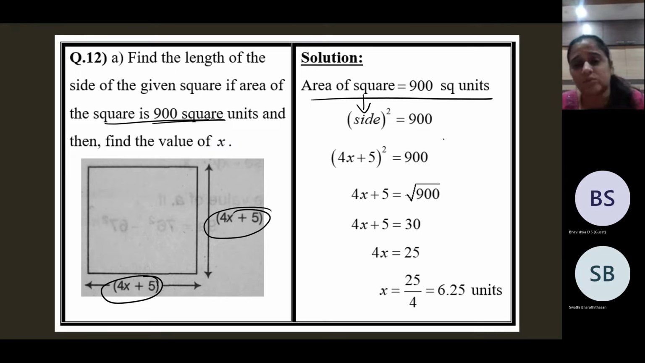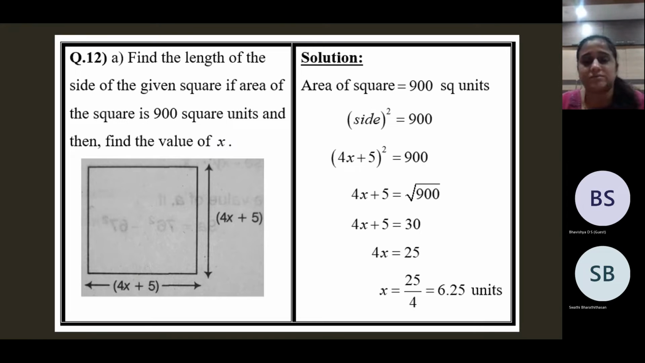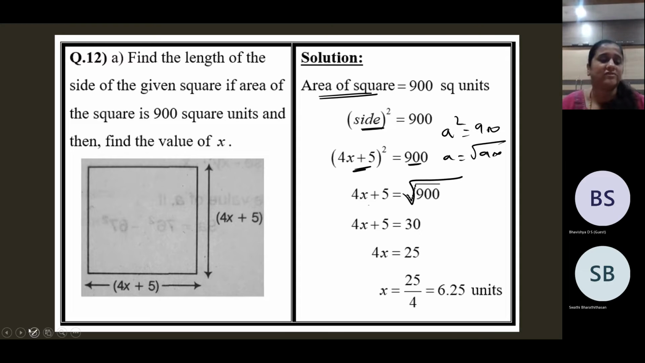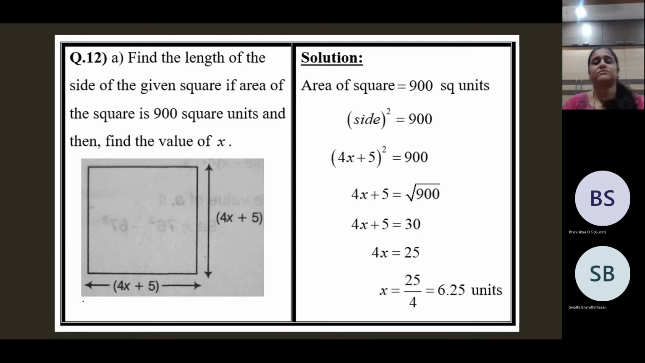Why whole square? Because side square is the area, right? Area is side square, 900. So 4x plus 5 the whole square is 900. If a square is 900, what is a? Square root of 900. So 4x plus 5 will be the square root of 900. Yes or no? Yes, ma'am. So you don't have to expand this.